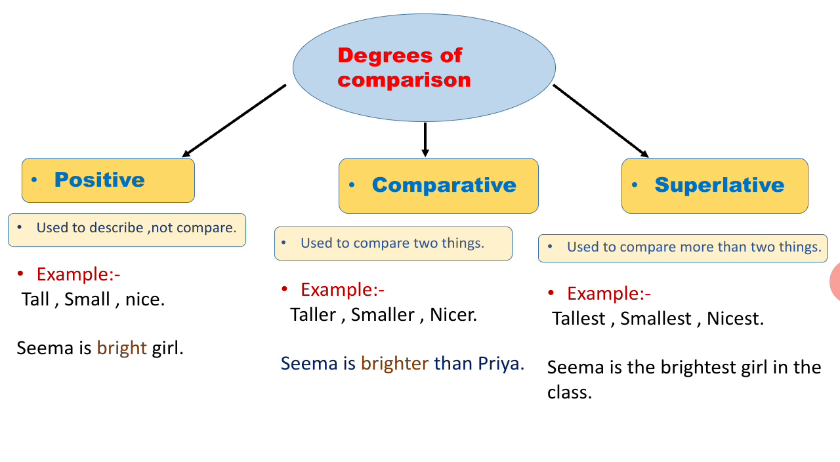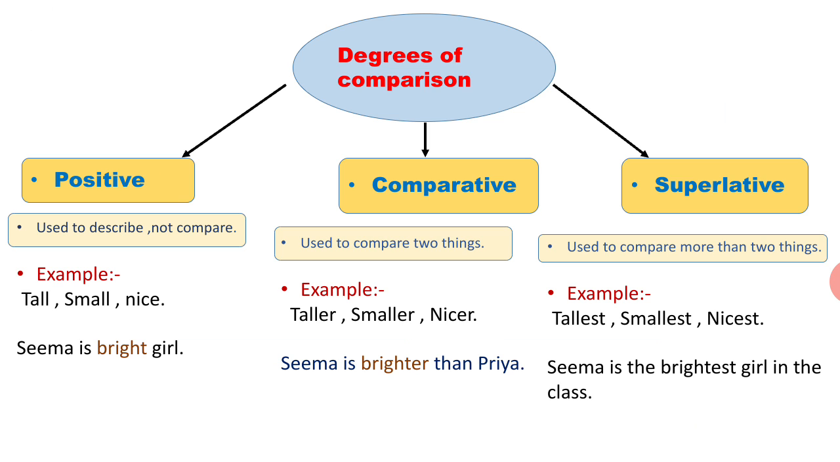Now another sentence, that is comparative degree. So here, Seema is brighter than Priya. In this sentence I have compared Seema with Priya. So this becomes comparative degree. Now superlative degree. Seema is the brightest girl in the class. I have compared Seema with many other girls. So it means I have compared Seema with other girls, so it becomes superlative degree.